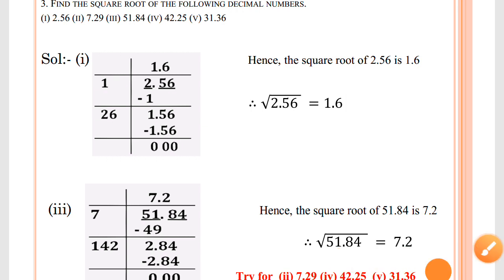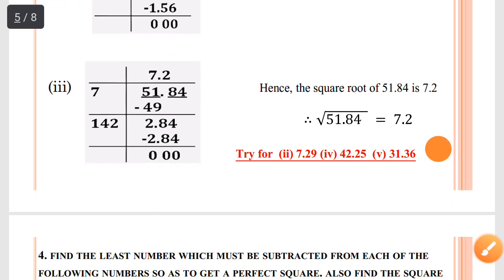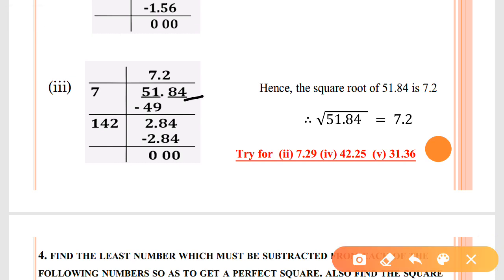Similarly, we can solve for 51.84. Here we pair: 84 is the first pair and 51 is another pair. We go for 7, since 7 sevens are 49, because 8 eights are 64, which is slightly greater than 51. On subtracting this we got 2, and now we will copy this point over here. Now we copy the next pair, that is 84, and it becomes 284, or 2.84.